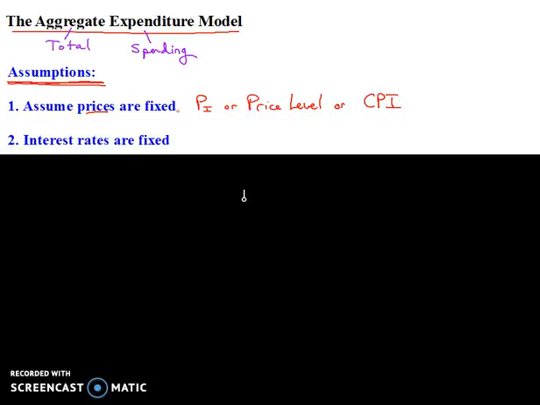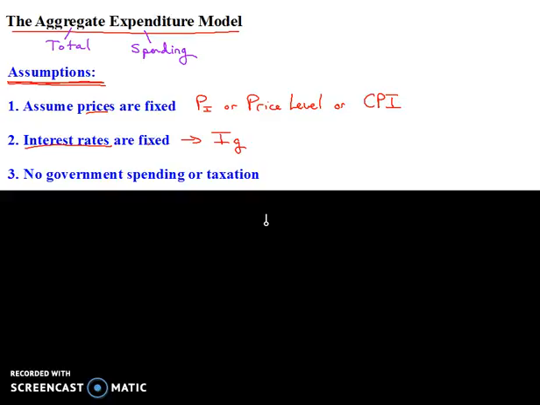Number two, we're going to assume interest rates are fixed, and we'll talk about that in the future. The reason we're assuming that is because gross investment is going to be part of this model, and we want to hold gross investment fixed, and to hold that fixed, we're going to hold interest rates fixed. I'll explain in a future video how all that works. So just for now, interest rates are fixed.